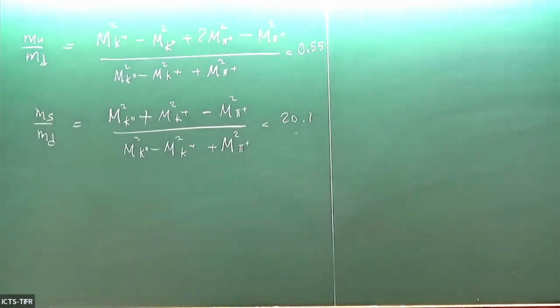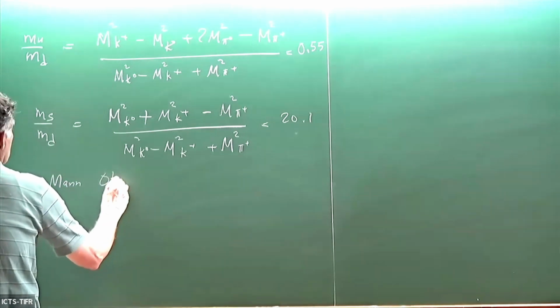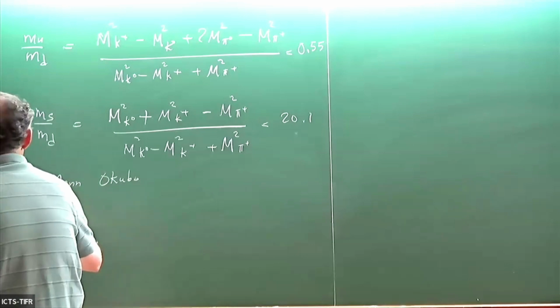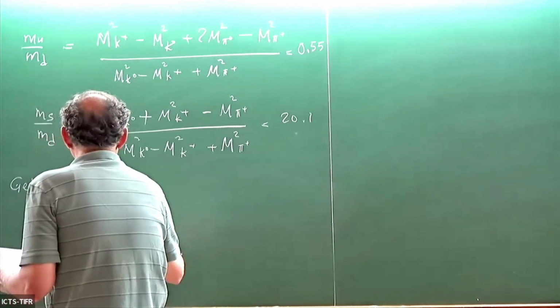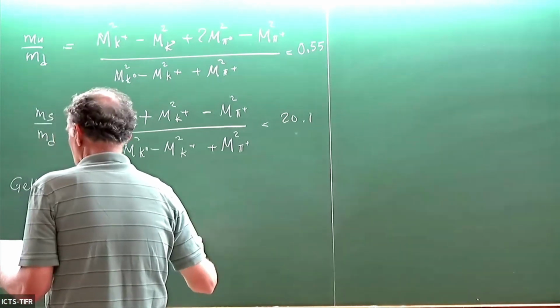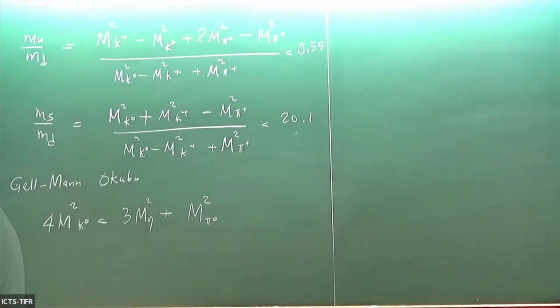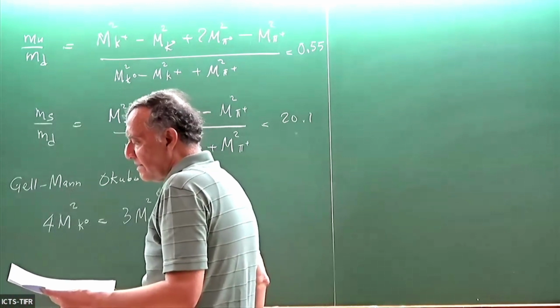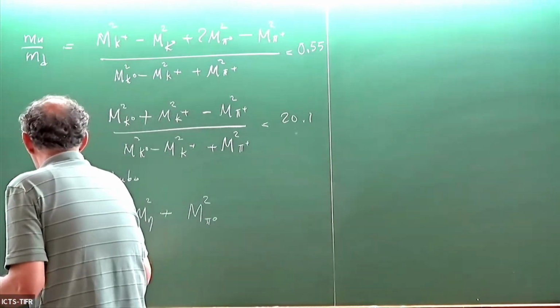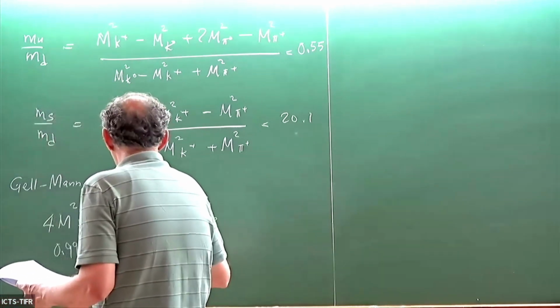And in addition, you get one more relation, which is called the Gell-Mann-Okubo formula, which says that m squared K0 is (3 m squared eta plus m squared pi 0)/4. So independent of all of these quark masses, this relation has to be true. And experimentally, this side is 0.99 GeV squared, and on this side, you have 0.92 GeV squared.